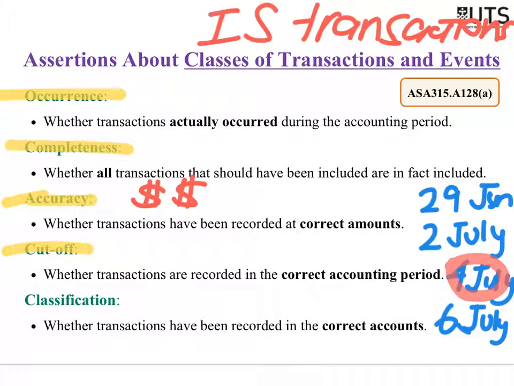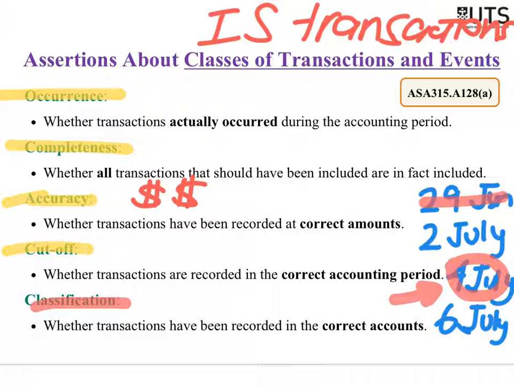Why are we talking about this? That's cutoff. Cutoff is making sure that I've included it in July and not June. Cutoff is making sure the transaction has been recorded in the correct accounting period, in the correct time frame. And finally, classification. It's been posted to the correct account. So if I recruited a marketing firm to come and do an advertising campaign for me, I have to record that expense as marketing expense, not interest expense.